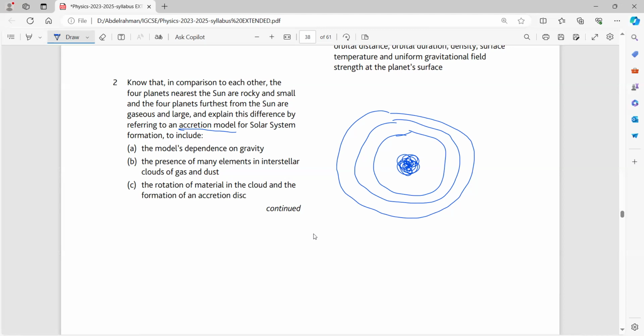Okay. The accretion model, we had a short video. I can show you the short video later on. I can just send you the link for the short video explaining briefly what the accretion model is.